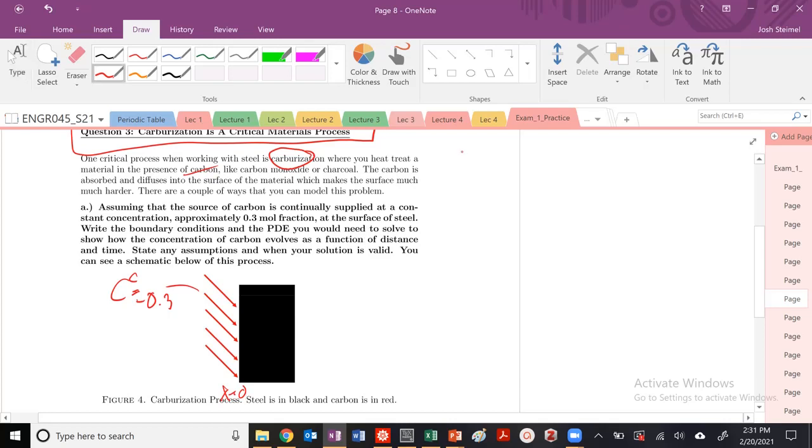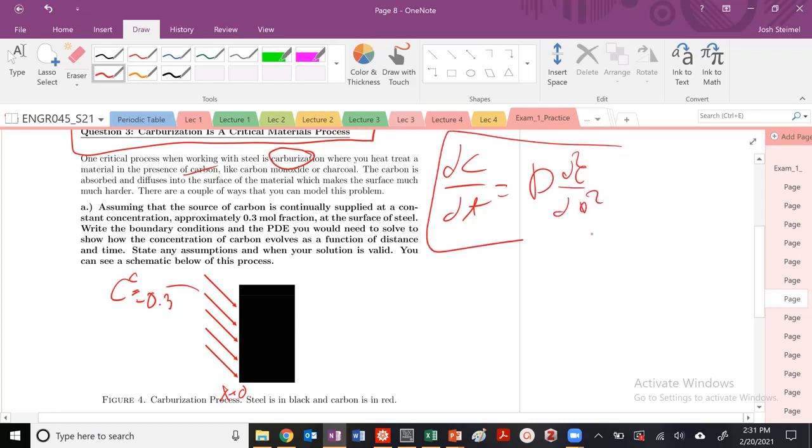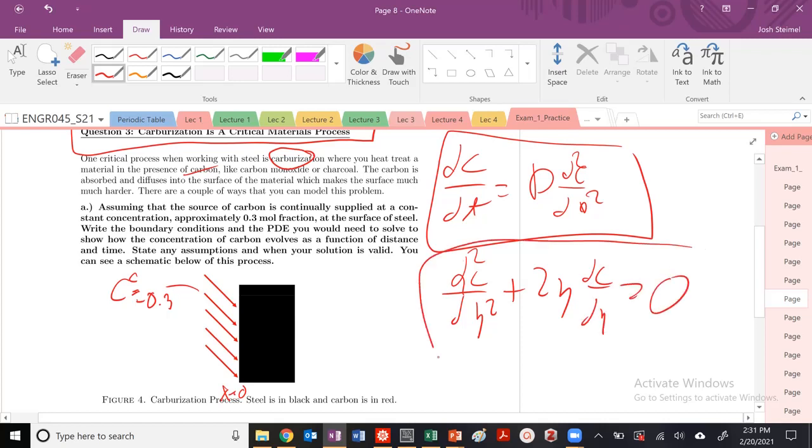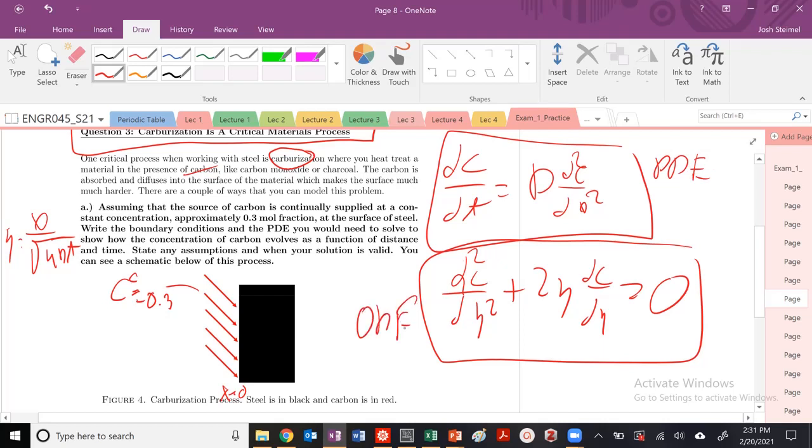So my PDE is dc/dt equals D d squared c/dx squared. This is our partial differential equation, and we want to use our other expression, which is d squared c/d eta squared plus 2 eta dc/d eta equals 0, where eta is equal to x over the square root of 4Dt. So this is our PDE that we want to solve for. This is our ODE that we want to solve for. That's the critical idea that we're going to be working with here.